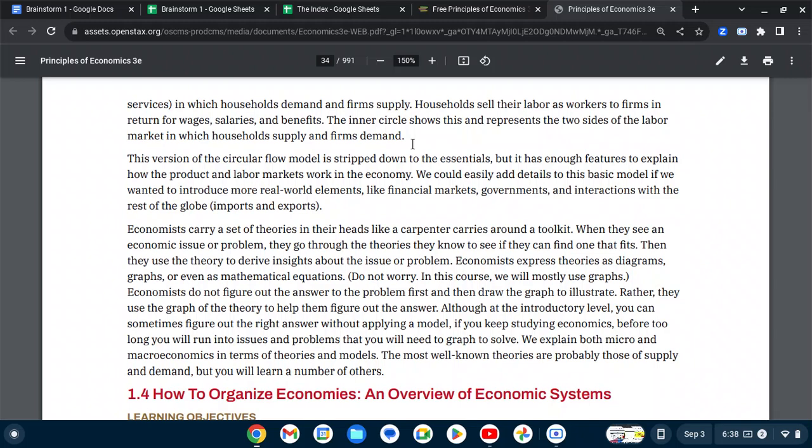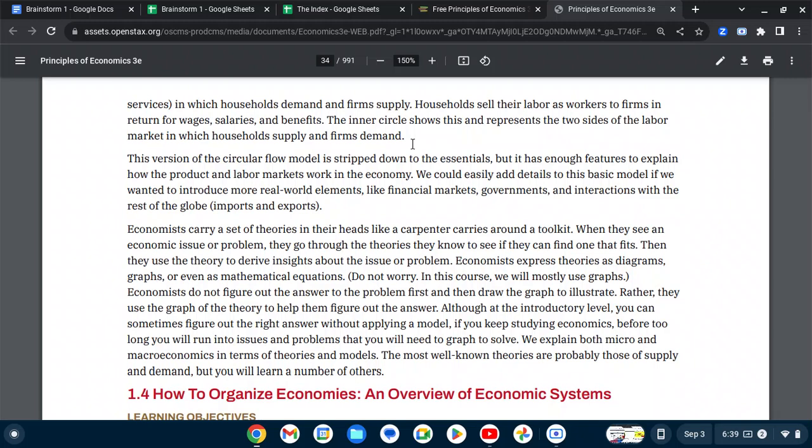We could easily add details to this basic model if we wanted to introduce more real-world elements, like financial markets, governments, and interactions with the rest of the globe. Economists carry a set of theories in their heads like a carpenter carries around a toolkit. When they see an economic issue or problem, they go through the theories they know to see if they can find one that fits. Then they use the theory to derive insights about the issue or problem.